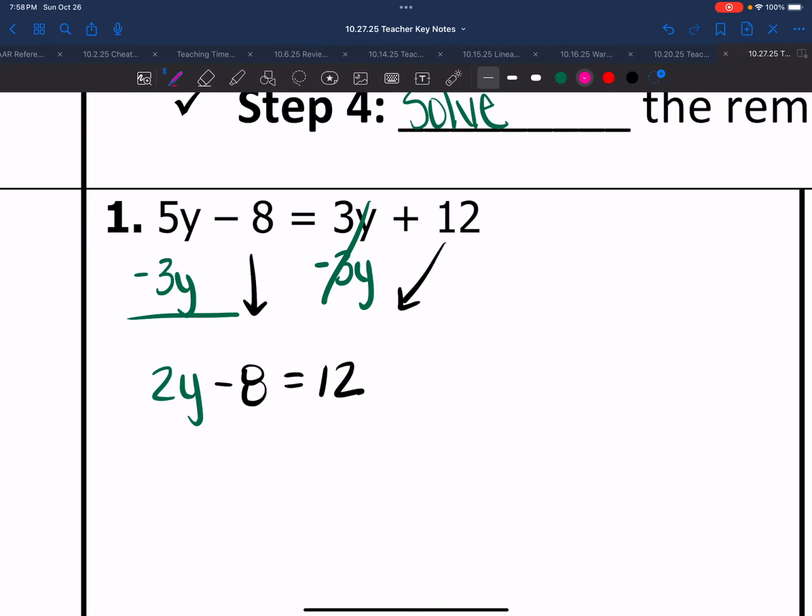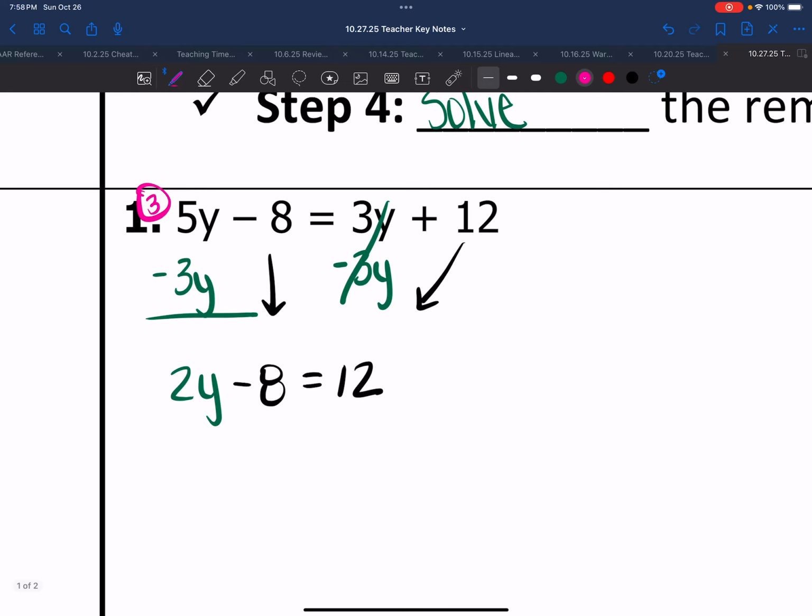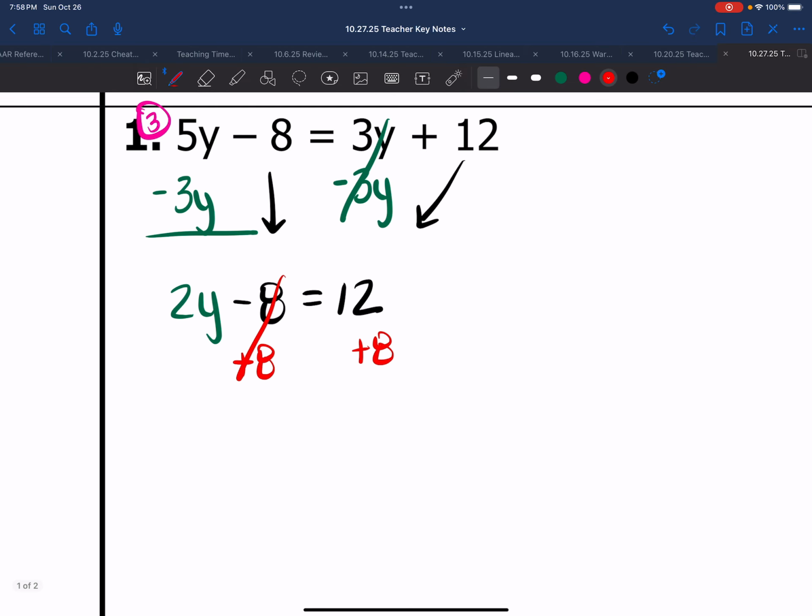Okay, so again, this is step 3. Then I'm going to move all the numbers to the right. The number without the variable is negative 8 on the left side. I need to move it to the right side. Then I'm going to bring down what I didn't use. So I have 2y equals 12 plus 8, which is going to be 20.